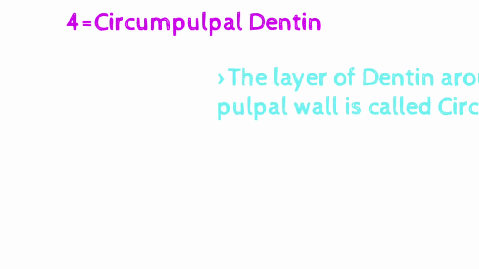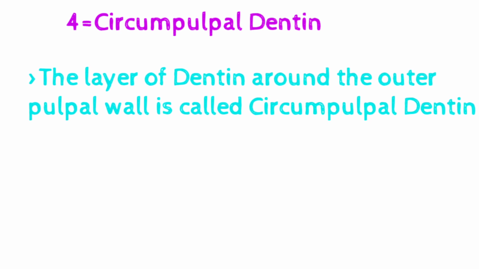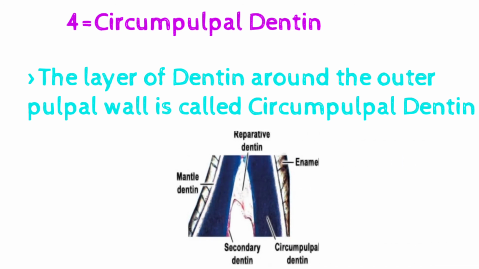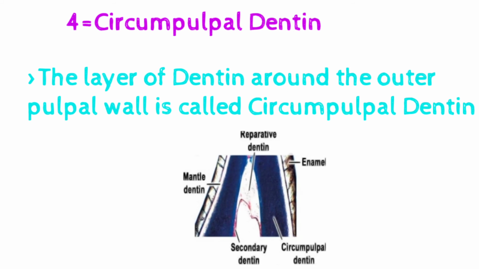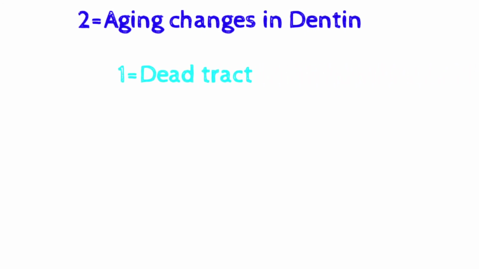Next is the circumpulpal dentin. Circum means around, pulp means pulp. The dentin which is around the pulp. The layer of dentin around the outer pulpal wall is called circumpulpal dentin. Look at this diagram again. The outer is the enamel, then below it the white is the mantle dentin, then below it the bluish is the circumpulpal dentin, then there is the pulp. Meaning the dentin around the pulp is circumpulpal, and below the enamel there is the mantle dentin.